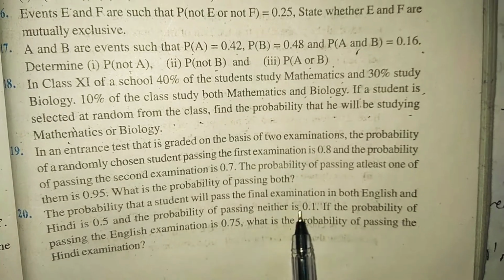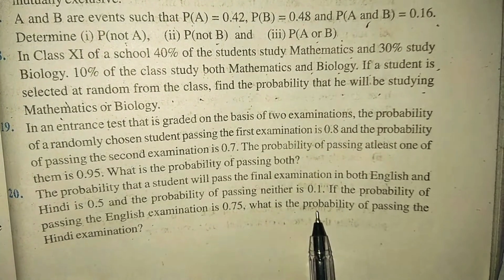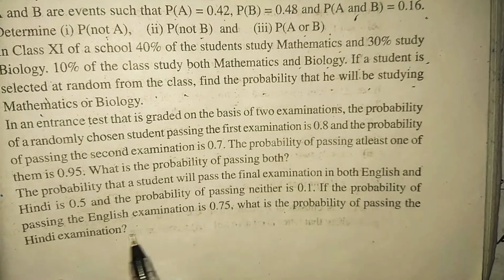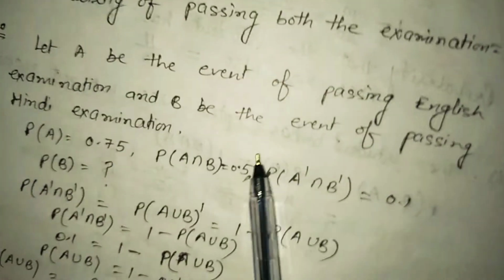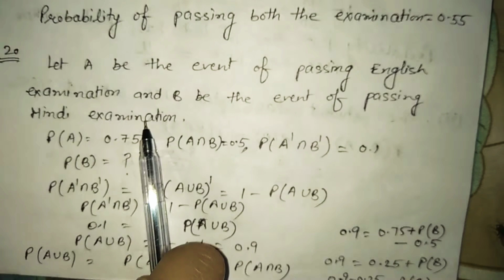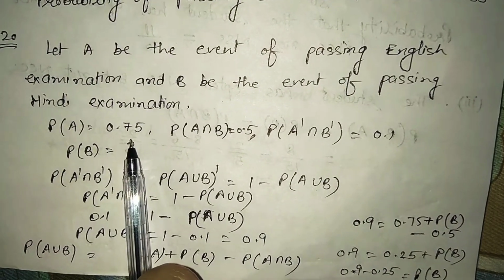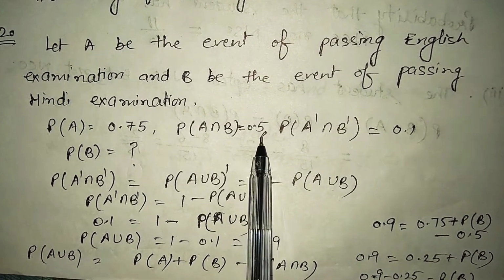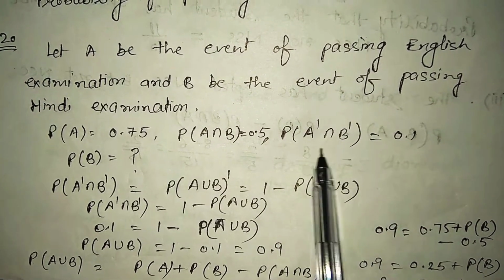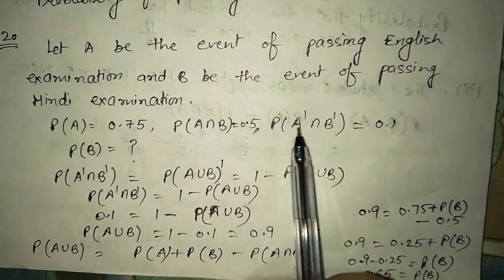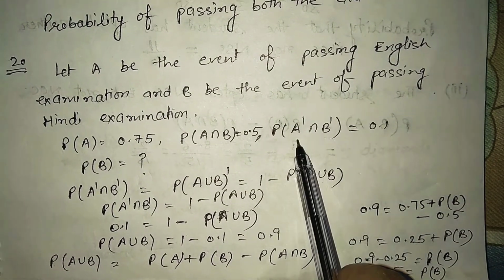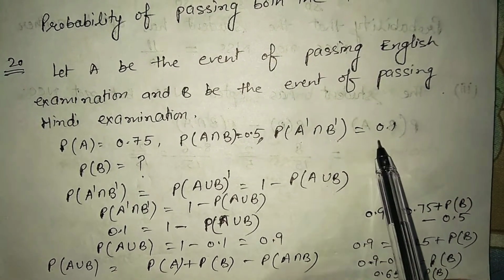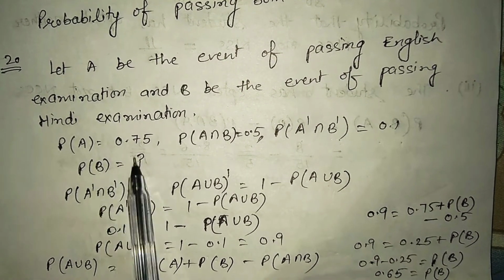That means A complement intersection B complement. What is the probability of passing the Hindi examination? It means we have to find out P(B). Let A be the event of passing the English examination and B be the event of passing the Hindi examination. P(A) is 0.75. P(A intersection B) is 0.5, that is passing both examinations. And A complement intersection B complement means neither A nor B, neither in English nor in Hindi. That is 0.1, given. We have to find out P(B).